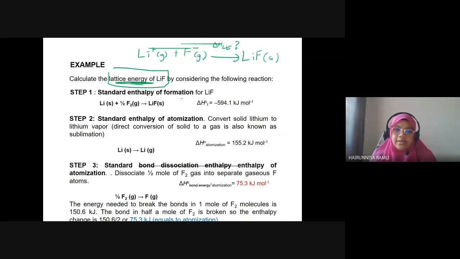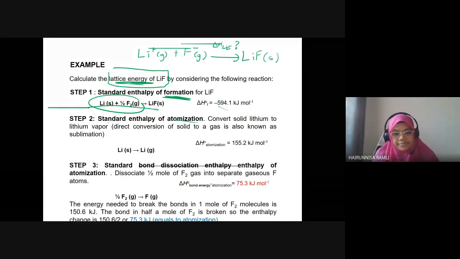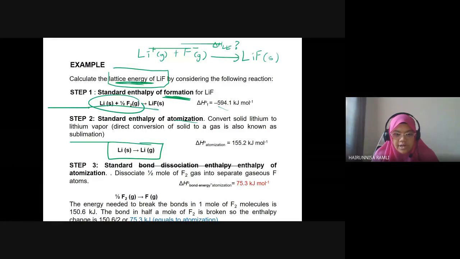First, they will give the enthalpy of formation. So you can see this is formation from standard elements, and this is the value. Then they will give the enthalpy of atomization. Right? Lithium solid to lithium gas. From solid to gas, we call it atomization. Okay, step number three. There is a small correction. I don't know, in my slide there is a correction. Hopefully yours is the same. It says bond dissociation enthalpy. So you ignore this. This is also enthalpy of atomization, because it dissociates half F2 into F.